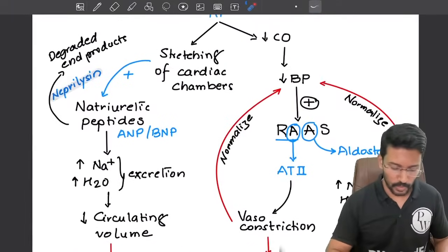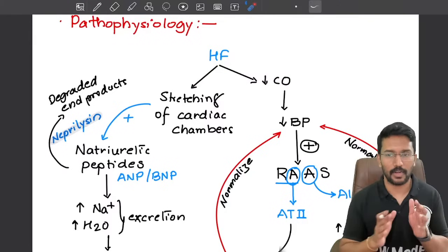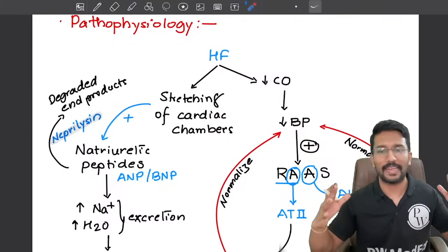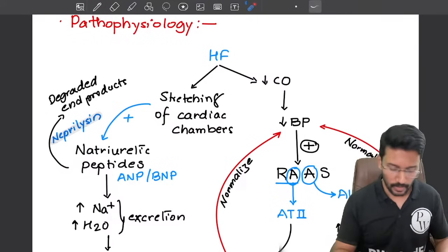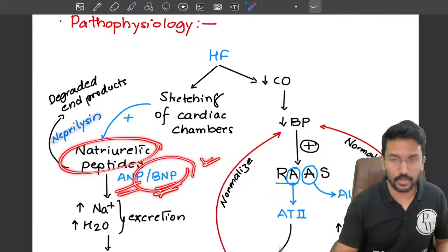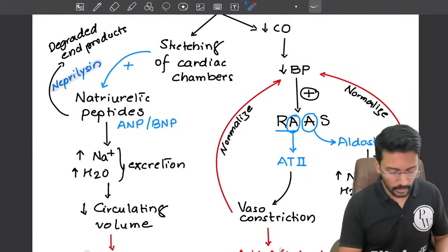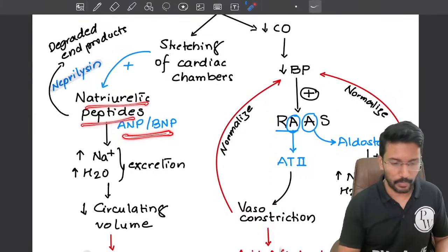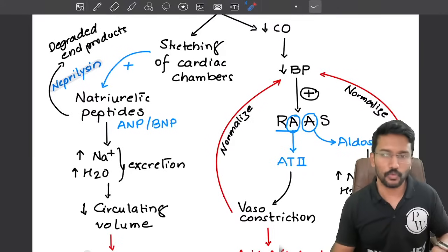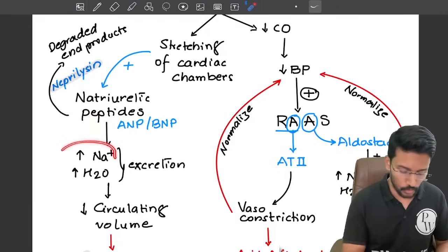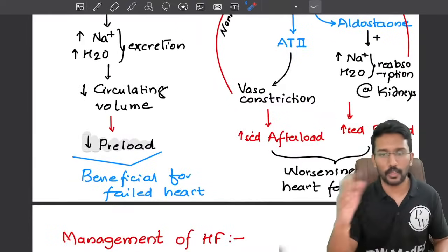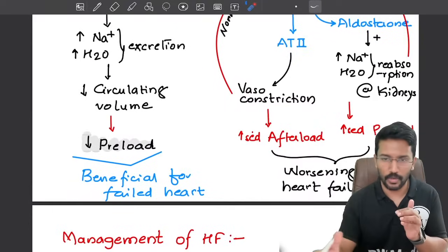On the other hand, there is one more system that gets activated when the heart is failing. Because when the heart is failing, right or left atrial pressure is increasing, and it is releasing natriuretic peptides like ANP and BNP. Remember, we used BNP for the diagnosis of heart failure. Now these, as the name says, natriuretic peptides, act on the kidneys to increase the excretion of sodium and water. When they increase the excretion of sodium and water, the circulating blood volume will come down, because you're losing a lot in the urine.